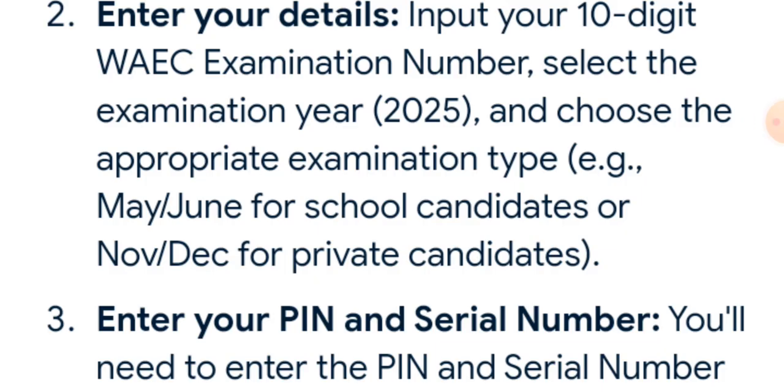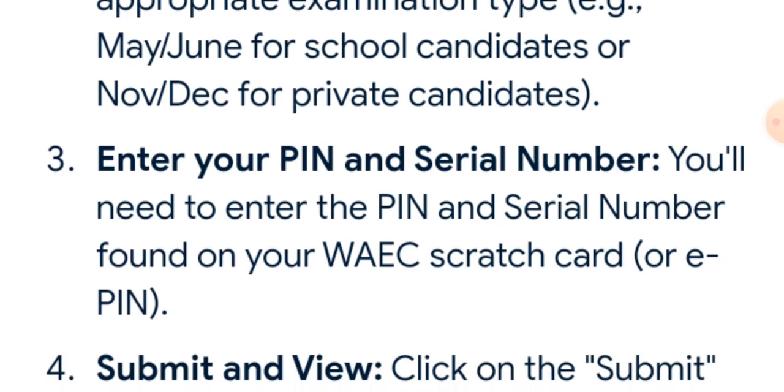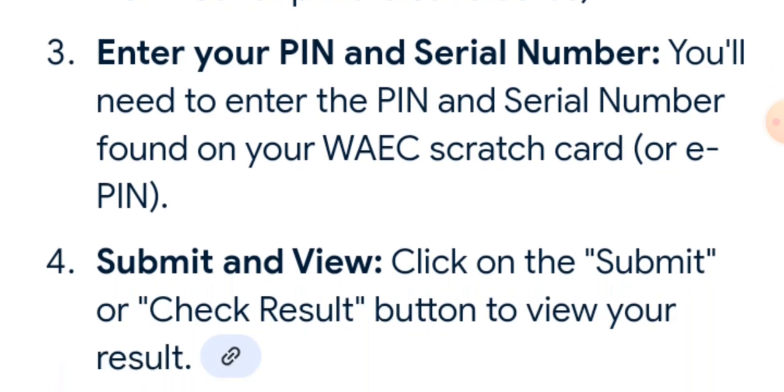If you wrote as a private candidate, that is GCE, November/December, you select that, then enter your PIN and your serial number. I've told you that the PIN and serial number are on your exam card, that scratch card. You will need to enter the PIN and serial number found in your WAEC scratch card or e-PIN. Submit and view. Once you submit, you will view, then you can download it or screenshot it.